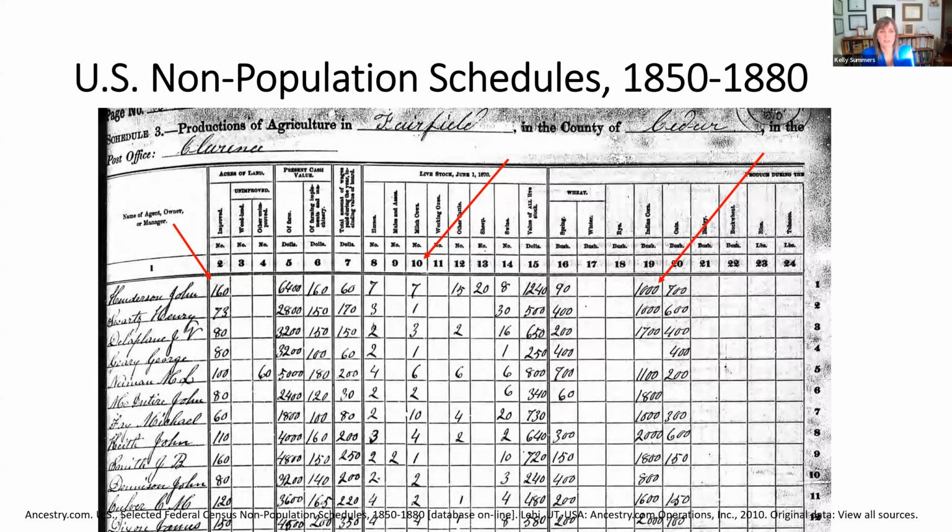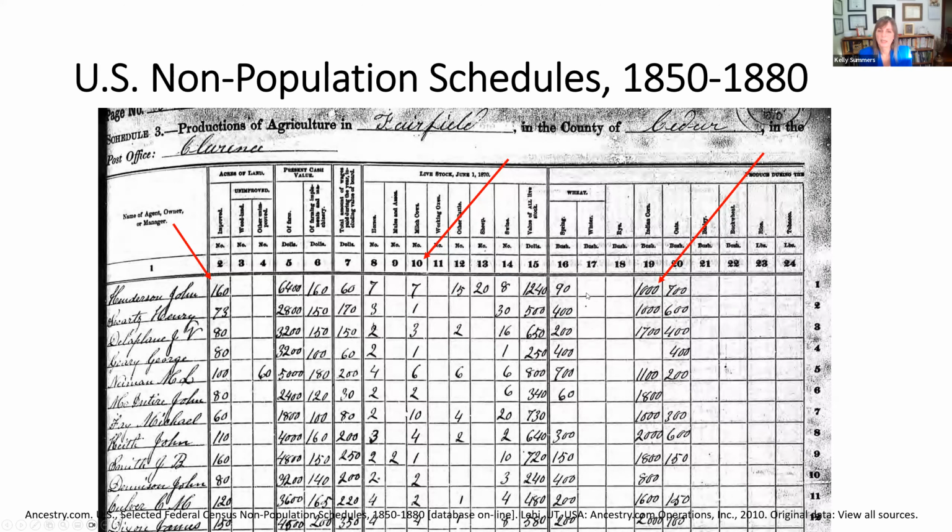Okay, another non-population schedule. Let me see what this is. Okay, this is an agricultural schedule. If your ancestor was listed as a farmer, they're probably going to be found in this. Every line is a new entry, with information about how much property they own. In this case, John Henderson, this first entry, has 7 horses, 7 milk cows, and 15 other cattle. We have 20 sheep, 8 swine, and the value of all his livestock.